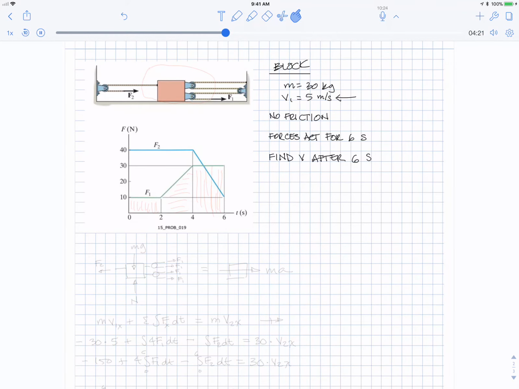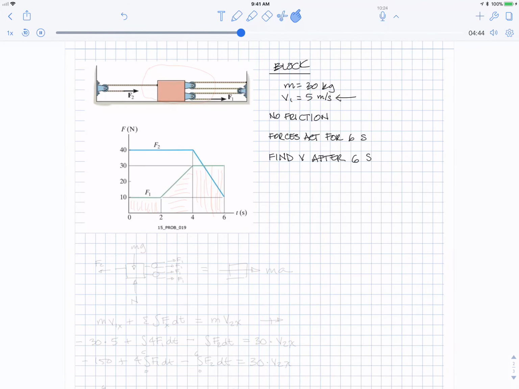This is another impulse momentum problem. You can tell that because it has the graph of force versus time, and it also gives you an initial velocity and asks you what the final velocity is. So there's velocities, forces, and time. That's an impulse momentum problem. I also picked this problem out because it has the pulleys and it involves drawing a detailed free body diagram.